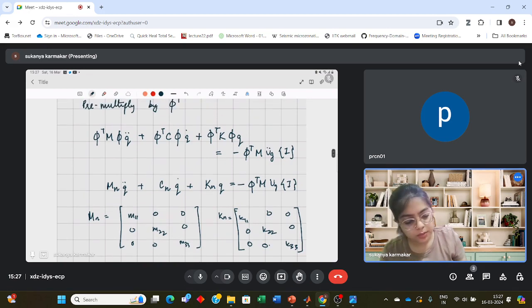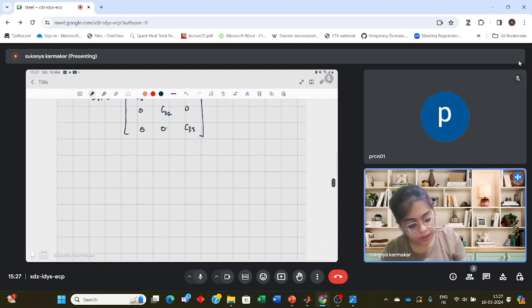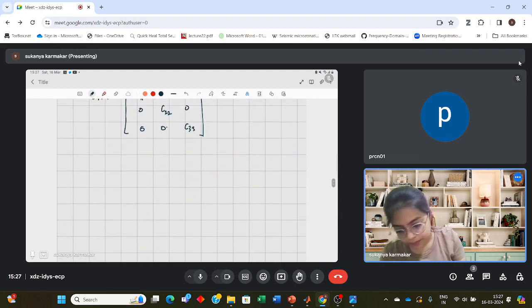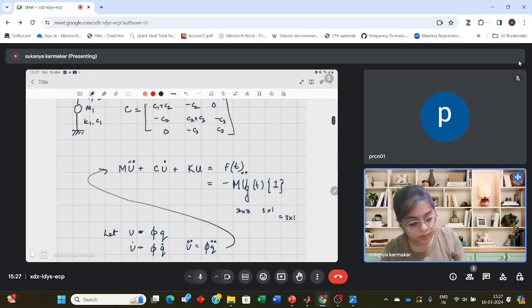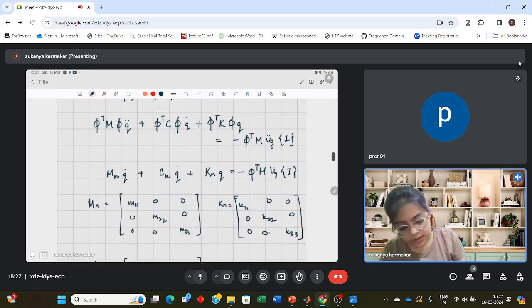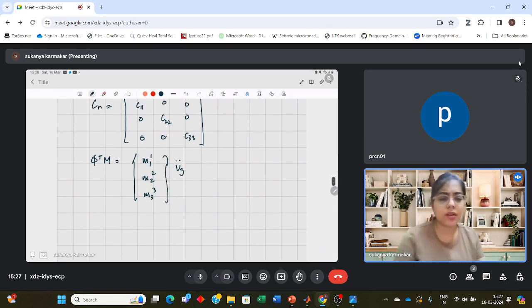And this phi transpose M, see, what will phi transpose M be? Here the mass matrix is made up of M1, M2, M3. Basically these terms will come into picture multiplied with certain quantities. Let me name them M11, M22, M33, multiplied by UG double dot. Once I do a question, this will be clear. I'll be going through all the steps in that question.